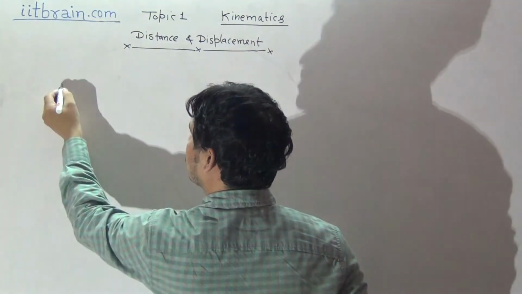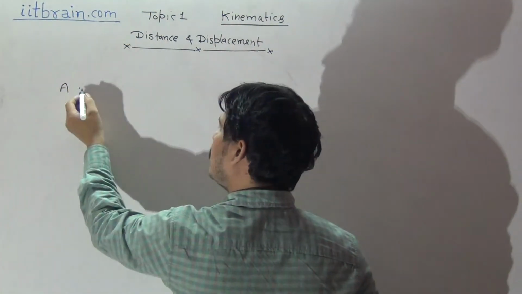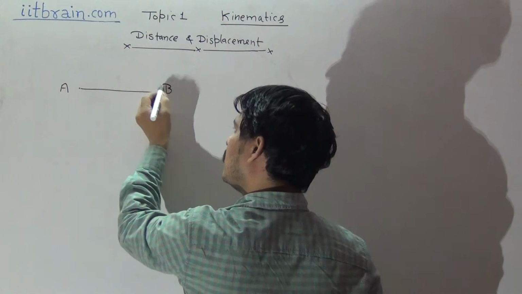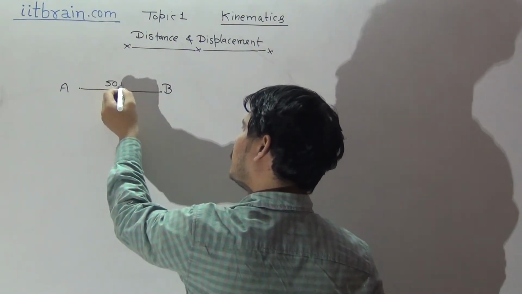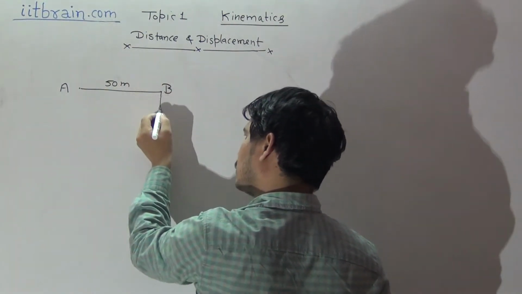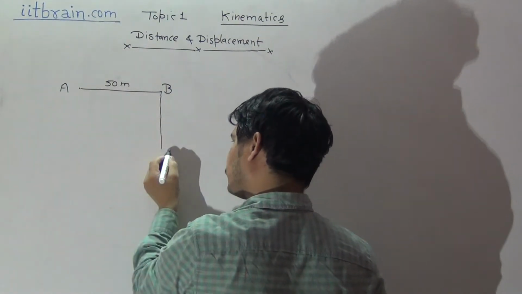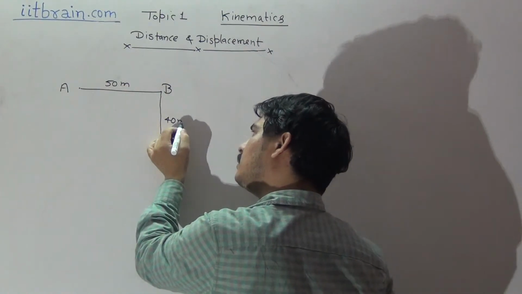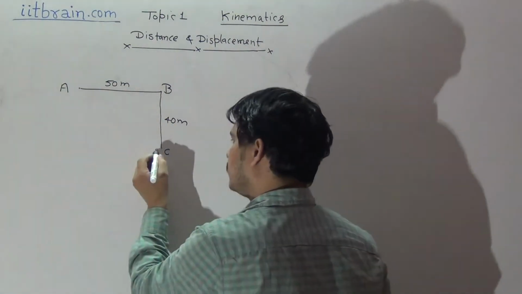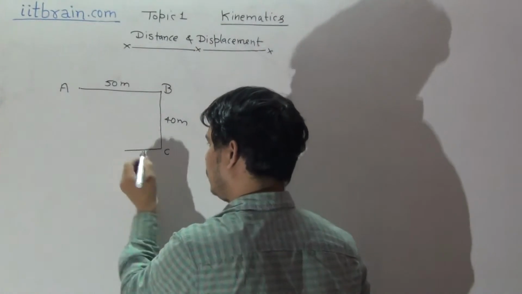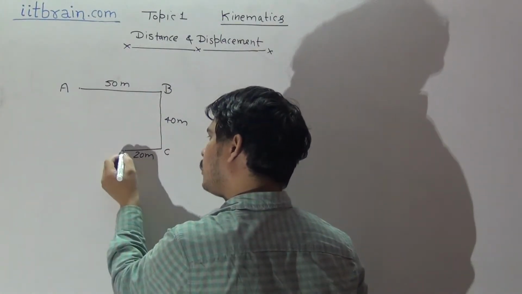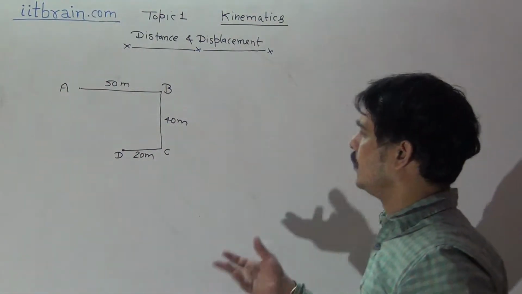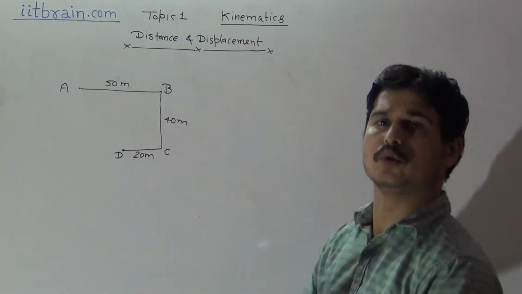Let us consider that there is a point A and a particle moves from this point A up to a point B, and let the distance be 50 meter. After that the particle travels from B to a point C. This distance is 40 meter, suppose, and finally the particle returns 20 meter towards A, up to a point D. Now in this motion, as we know, kinematics is the study of motion.